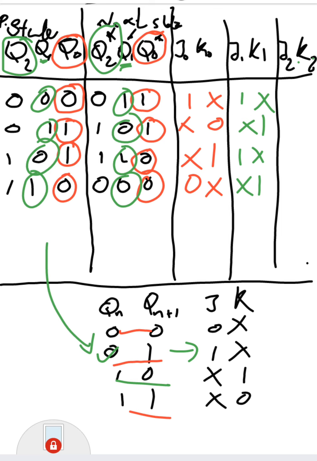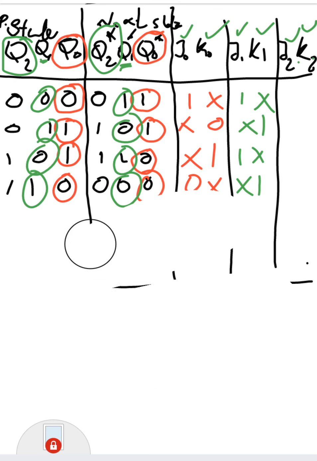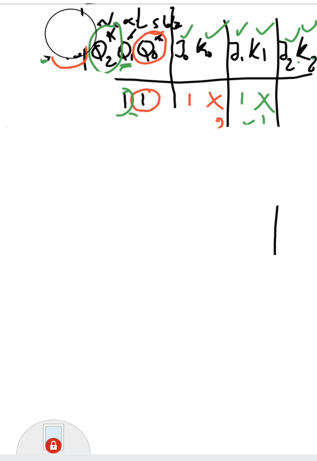The next step is you have to simplify these expressions using K-map and find out the values for J0, K0, J1, K1, J2 and K2. I'm not going to find all the values. I'll simply do, for example, J0. How to find this J0?